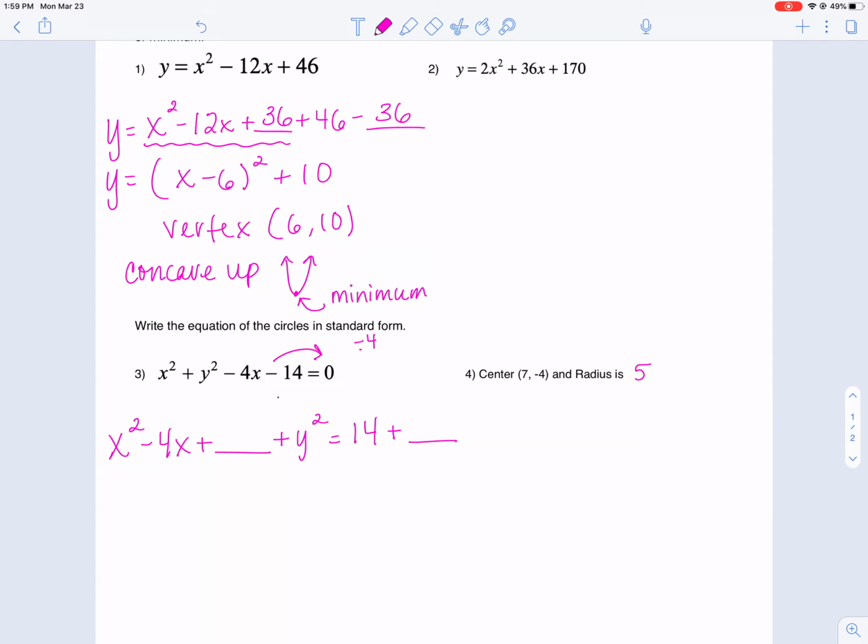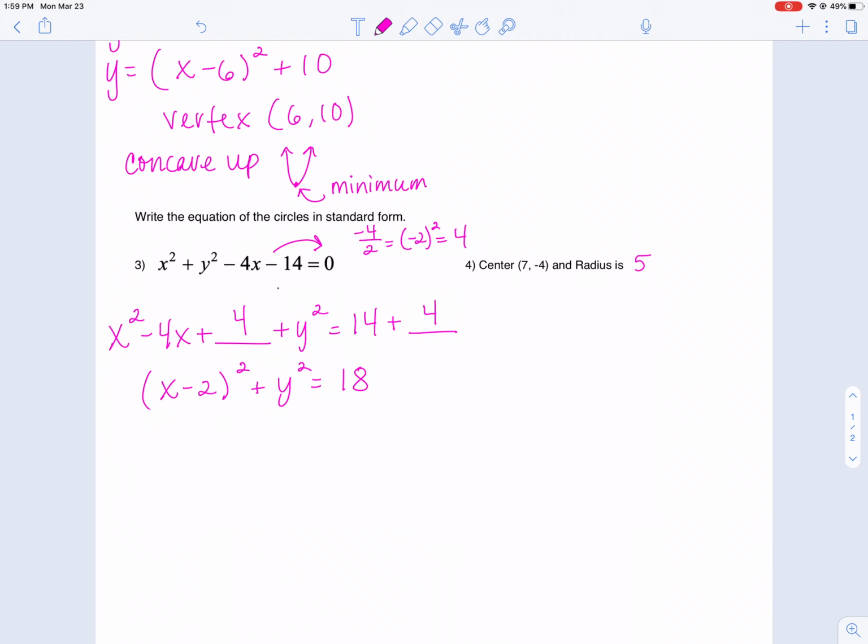That magic number, when I take negative 4 and divide by 2, I get negative 2 squared, which is a positive 4. So this becomes x minus 2 squared. Keep my y squared. And on this side, I have 18. When I now find my center, it's at positive 2, 0, because nothing is happening to the y value. You're not adding or subtracting a number.